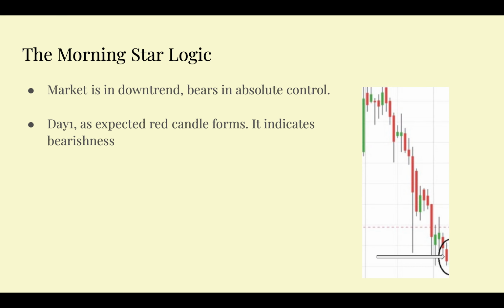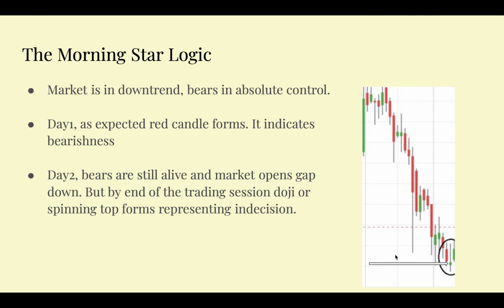So what happens exactly on day one? The stock again opens gap down. See here, this is the previous day, and this is day one of the morning star candlestick pattern. So the gap opens lower than the previous day, right? On day one it opened low and made a new low. So that is the case on day one, right?